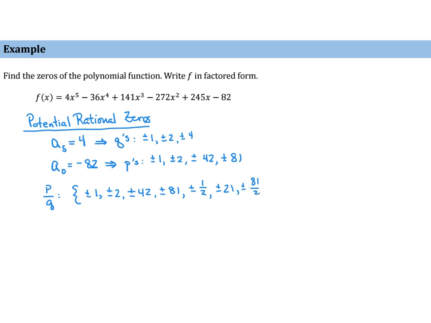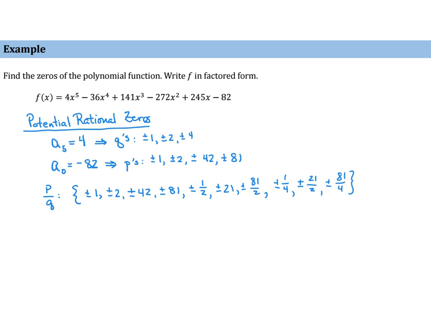Now let's take and divide everything by 4. So plus or minus 1/4. 2/4 we've already said with 1/2. And then plus or minus 42/4 would be plus or minus 21/2. And then plus or minus 81/4.